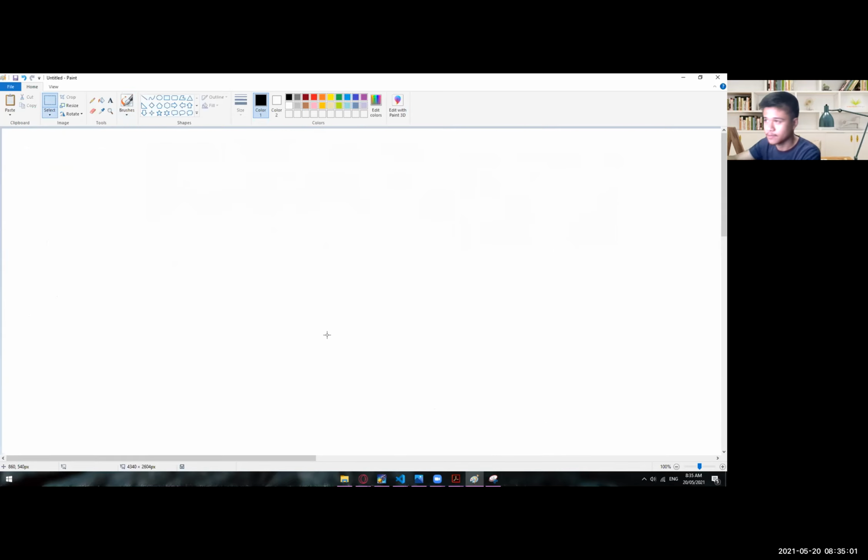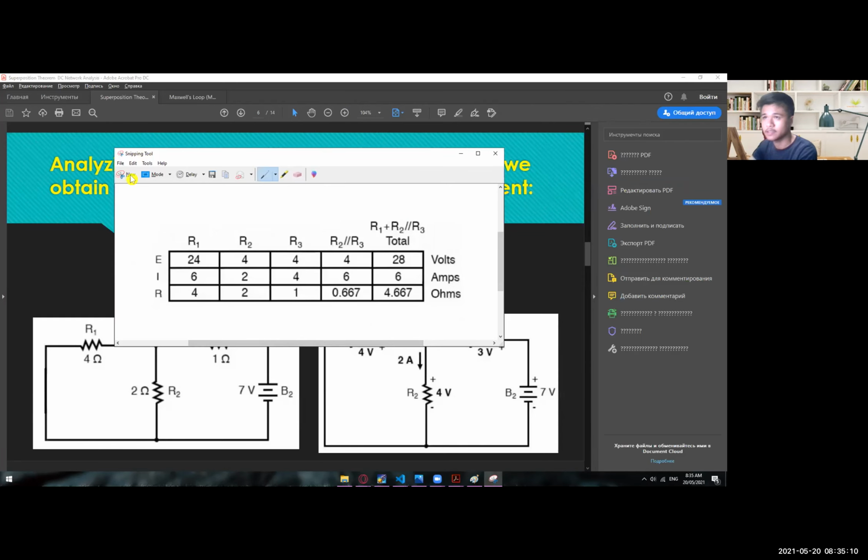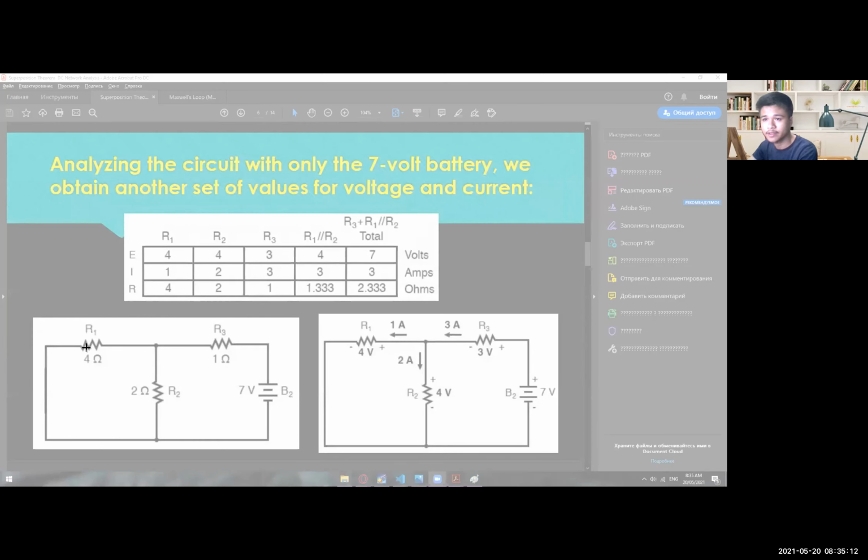So let me now erase this one, and then let's now proceed to the second one. Okay, so in here we are now going to deal with the 7 volts. So here's the result for this one.